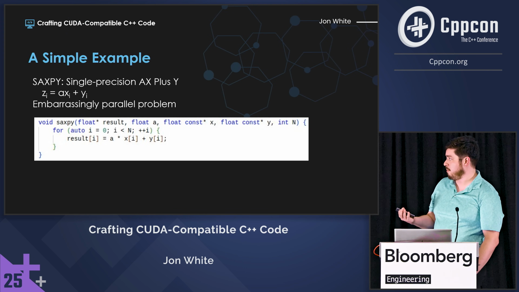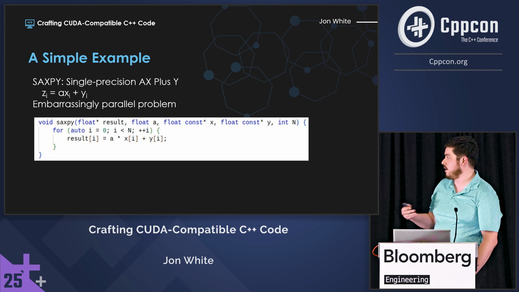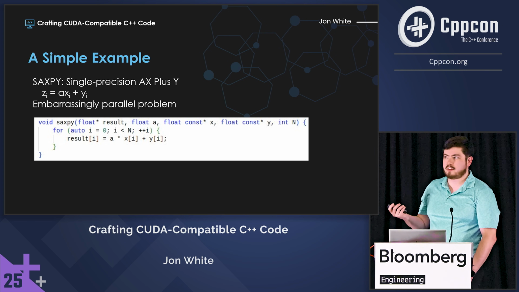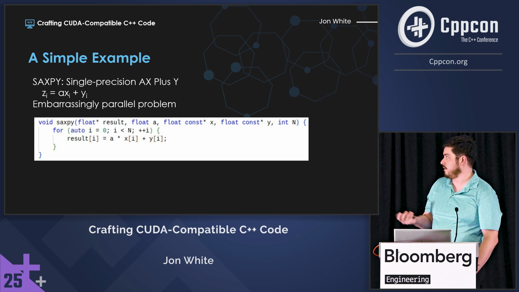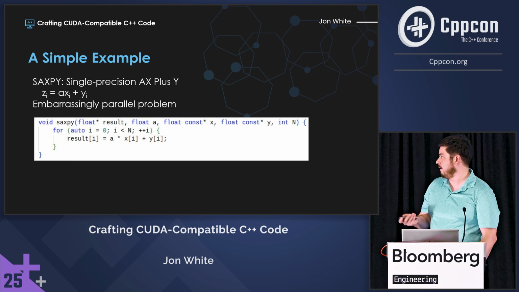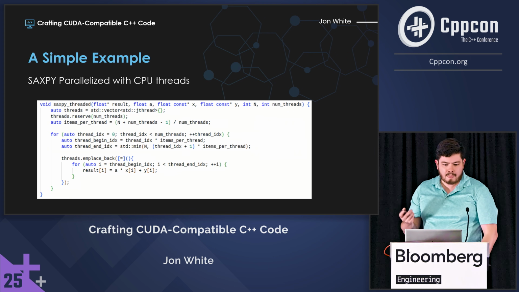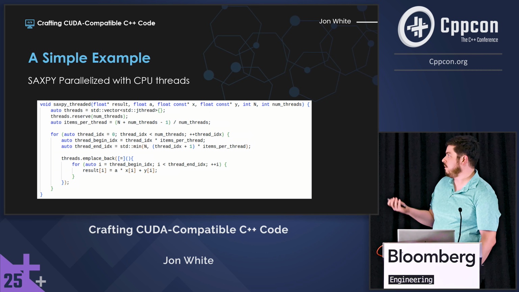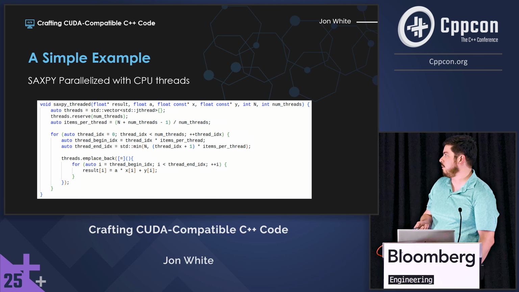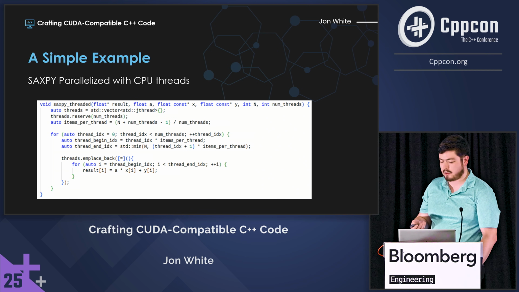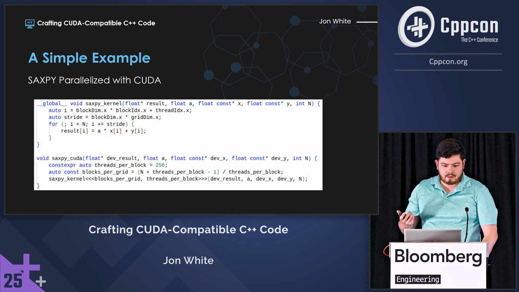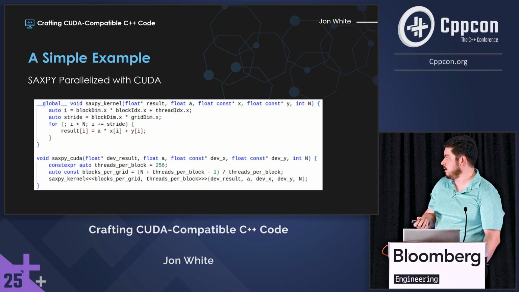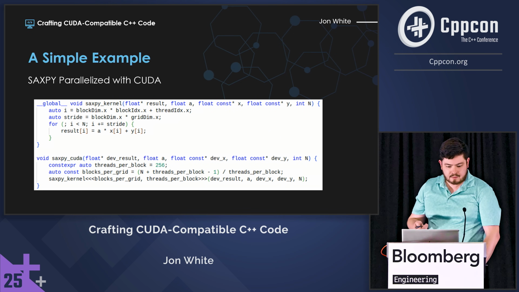So just as a simple example of an operation you want to parallelize, single precision AX plus Y, it's an embarrassingly parallel problem because every index is independent of all the other indices. So if you want to parallelize this on a CPU, you get your vector of threads, and then you distribute the work to each of the threads. Or if you want to parallelize it on a GPU, I've implemented a grid stride loop in a CUDA kernel.